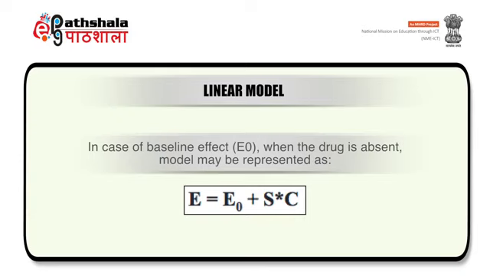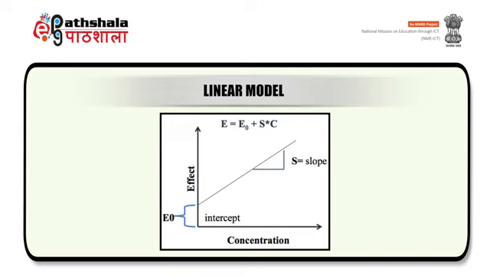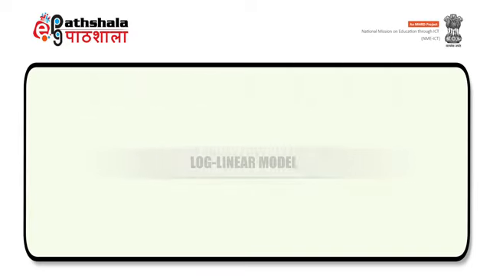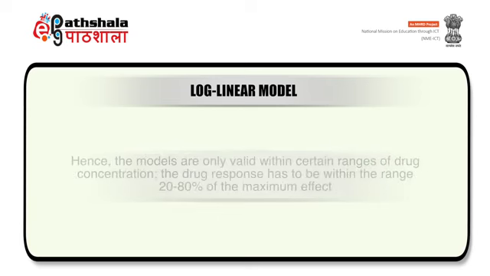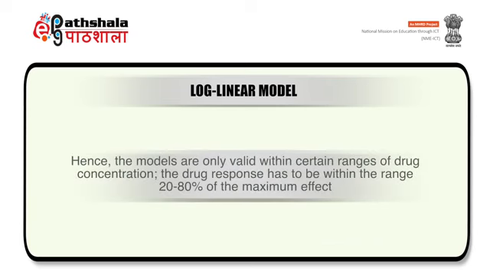The equation is modified in case of baseline effect when the drug is absent, as given in the following slide. Another pharmacodynamic model is the log linear model. In this, when the effect of a drug is measured over a large range, the relationship between concentration and the effect is not linear and may be curvilinear, and log transformation is needed. Hence, the model is only valid within a certain range of drug concentration. The drug response has to be within the range of 20 to 80% of the maximum effect.